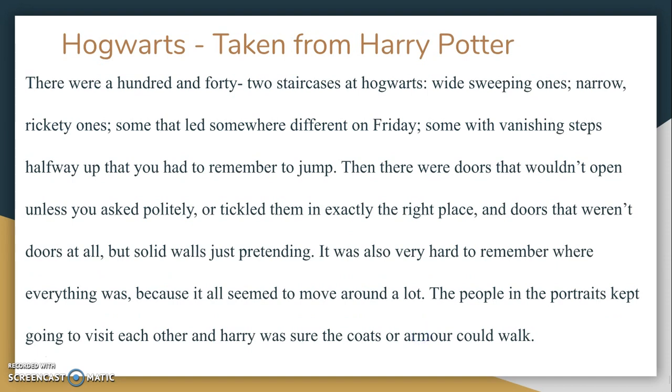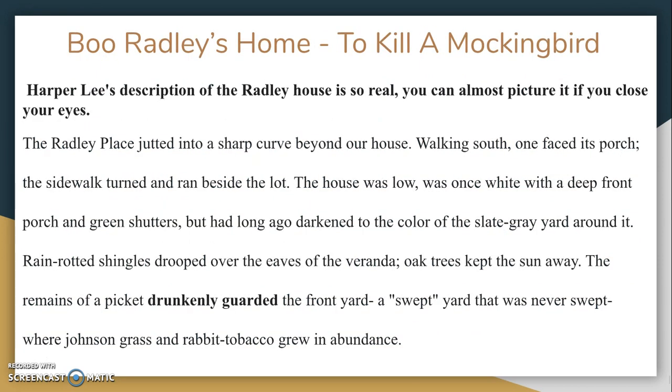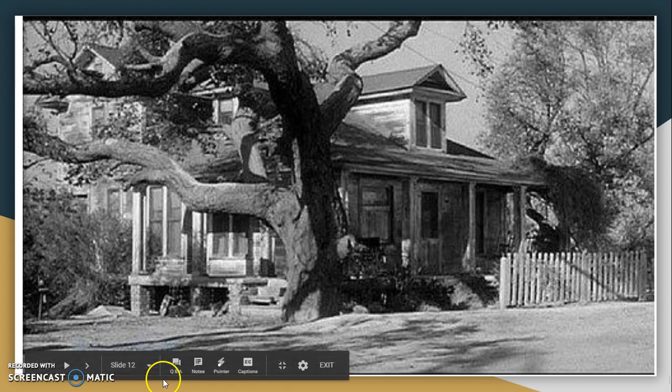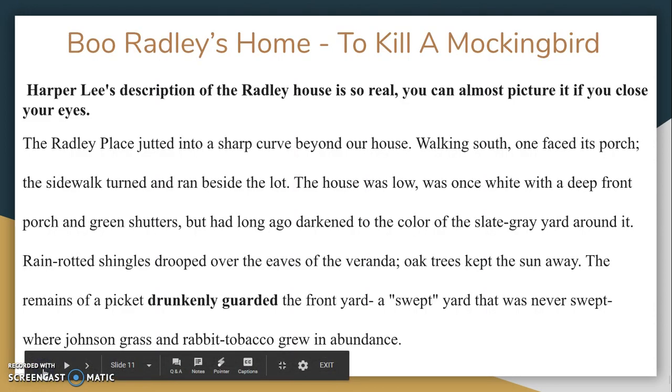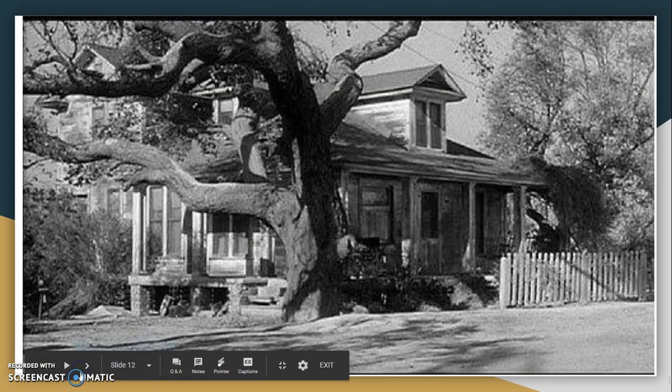This is a physical description of what Hogwarts in Harry Potter looks like. This is the place. Please read it carefully. Here is another description of Boo Radley's house, the way the house looks. Please read this carefully as well, and when you are finished reading it, look at this picture. This is what the picture of Boo Radley's house in the movie looked like, and tell me if this looks like this.